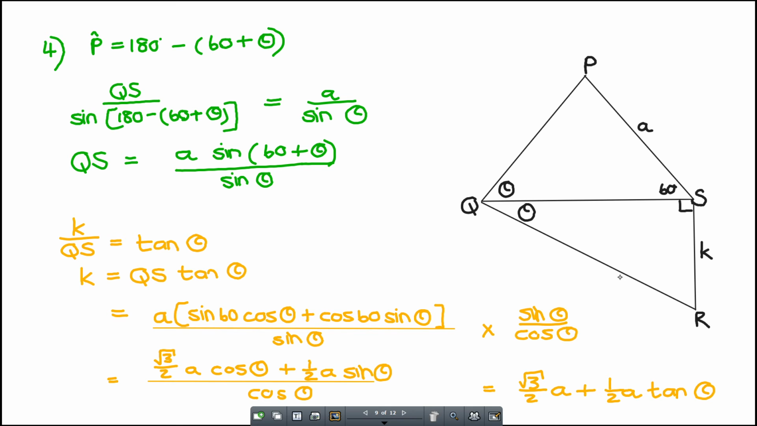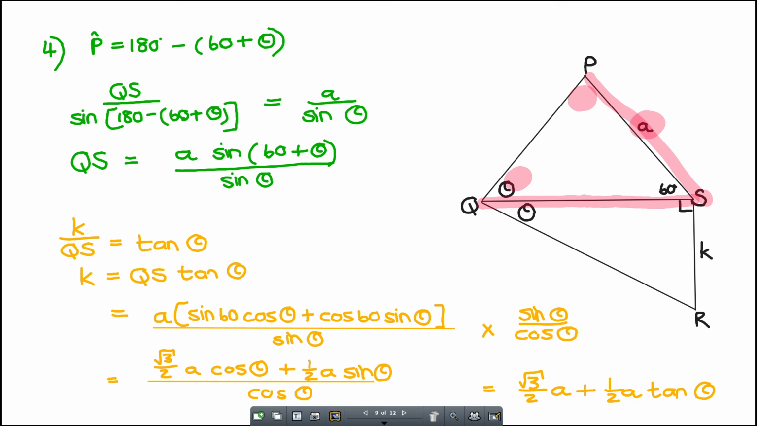Okay, right. So we know that we've got to work towards that. First things first, let's get angle P. Now, angle P, if you look at this big triangle, or the top triangle, I've got theta and I've got 60. So that's why P will be 180 minus (60 plus theta). Then I can use the sine rule. Let's use QS over sine of this angle at P, which we just worked out, equal to A over sine theta.